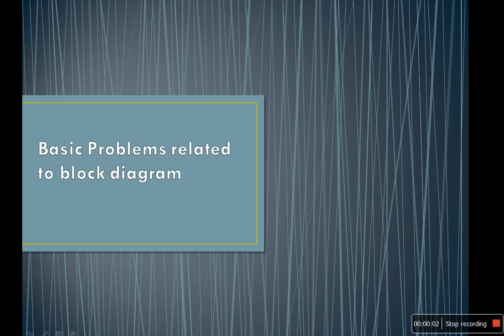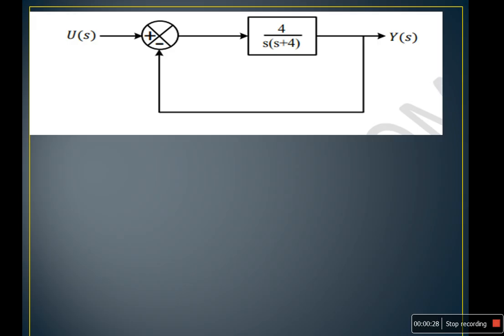Hello everyone. We are going to discuss the basic problems related to block diagram by using only three rules. Those rules are: whenever two blocks are connected in cascade; whenever the blocks are connected in parallel; and the third rule is elimination of feedback path. So by using only these three rules we are going to discuss some of the problems. So here comes the first problem.